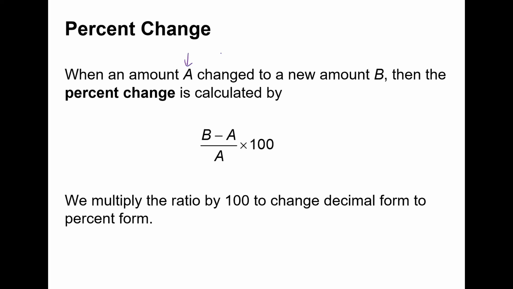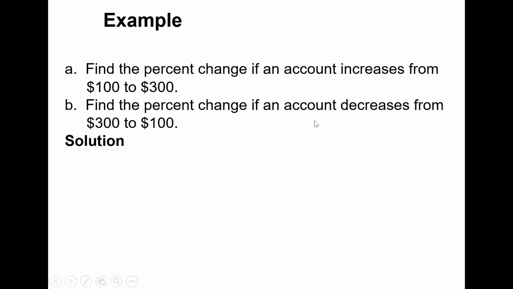It starts here, ends here. So we take the ending minus the starting, divided by the starting, then times 100, and then we put a percent on whatever our final value is. Okay, so this would give us a decimal, and we're converting it to a percentage. So what would we do here?